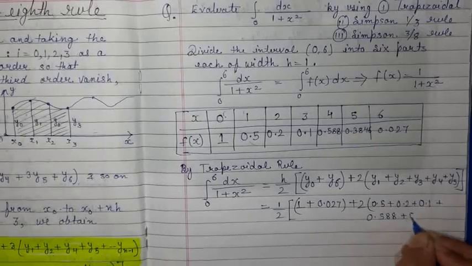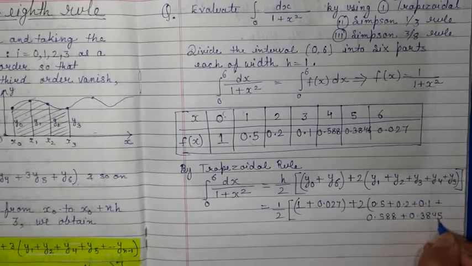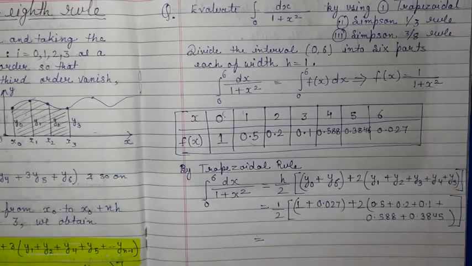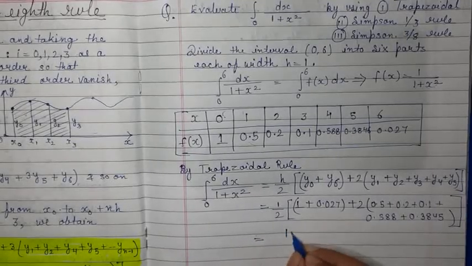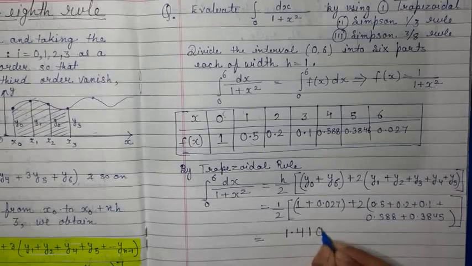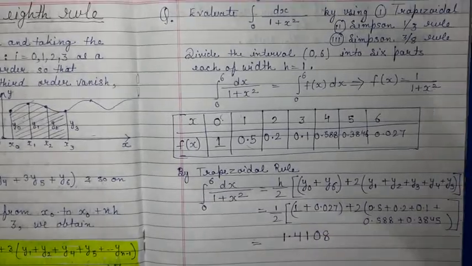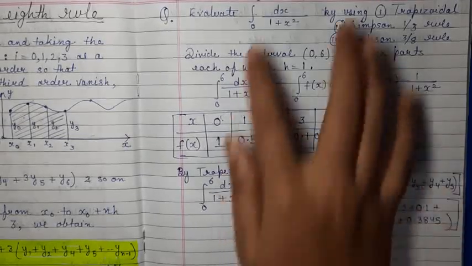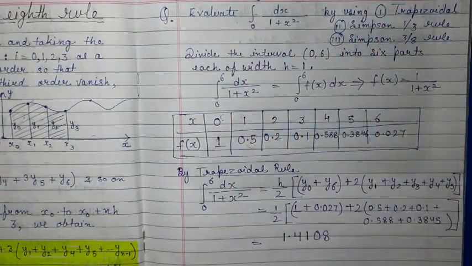0.0588 plus 0.03846. I am just putting them in. Now if you add this and calculate with the help of a calculator, you will get the value 1.4108. So this is the value of this function using the trapezoidal rule.